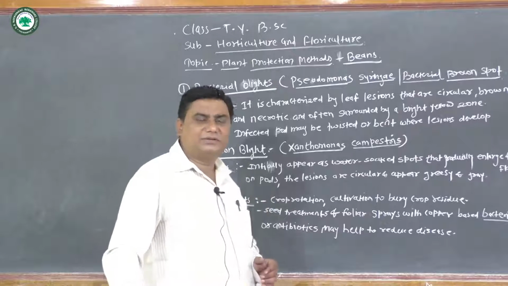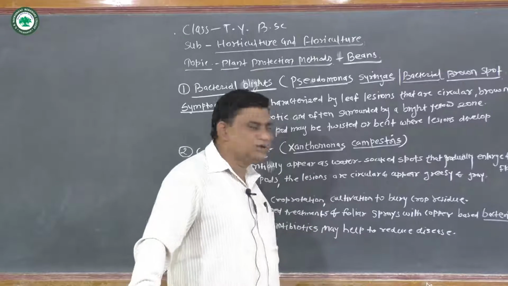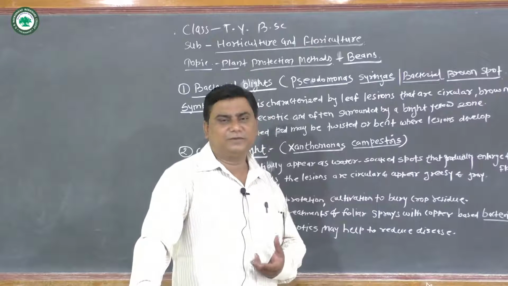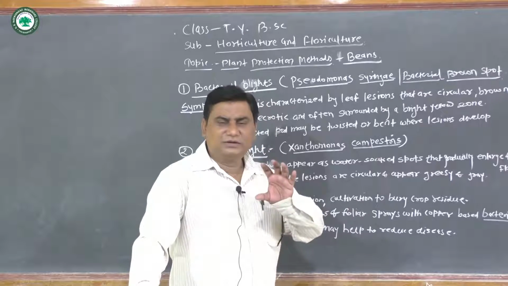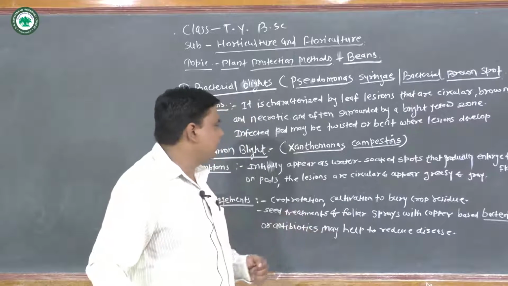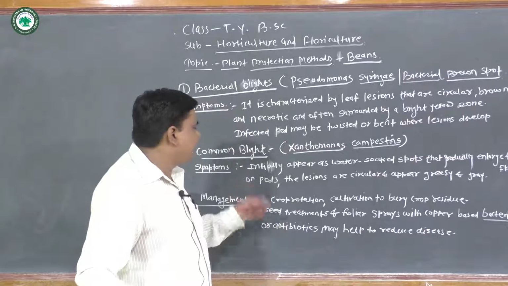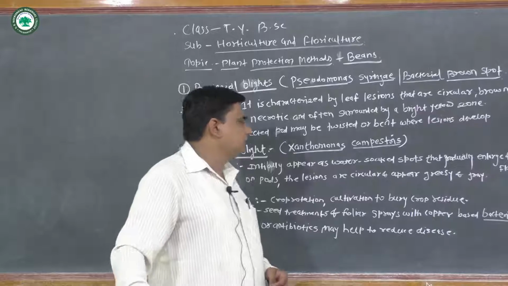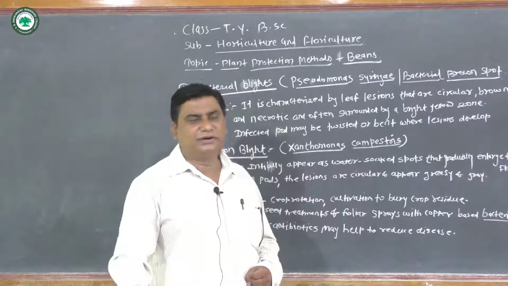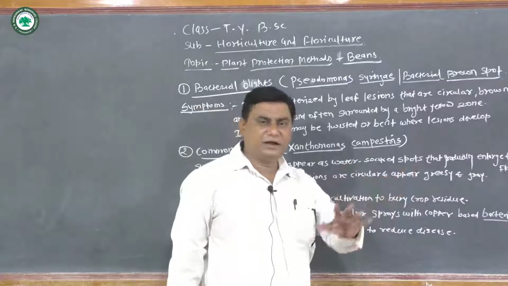Here are the symptoms. Initially it appears as a water soaked spot that gradually enlarges and becomes flaccid. Then on pods, the lesions are circular and appear greasy and grey.